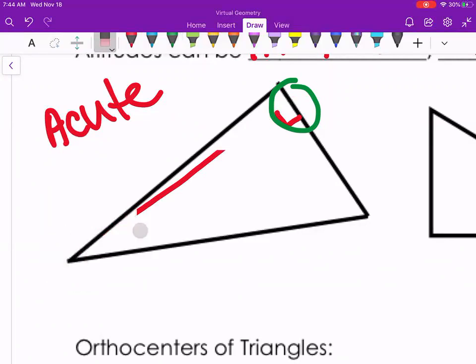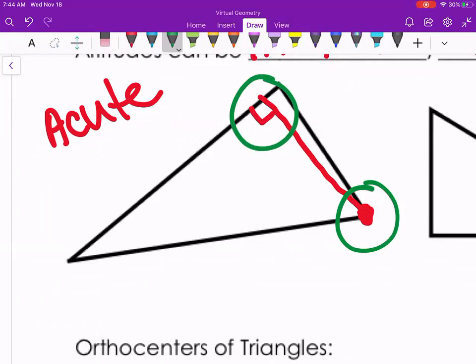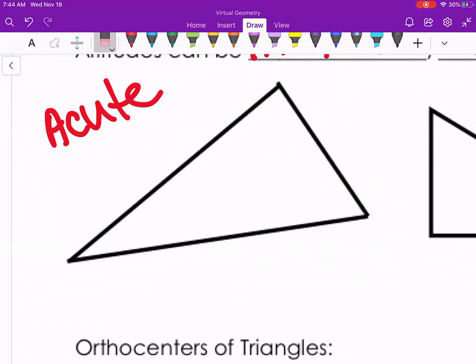Let's see what happens if we draw that from another vertex in this triangle. Let's say the other corner, the other angle. Same thing, starts from a vertex and makes a 90-degree angle with the side of the triangle. And let's do one more from our last section, last vertex here. And same as before. Now, all three of those were inside the triangle.